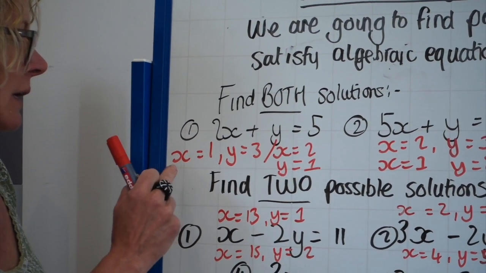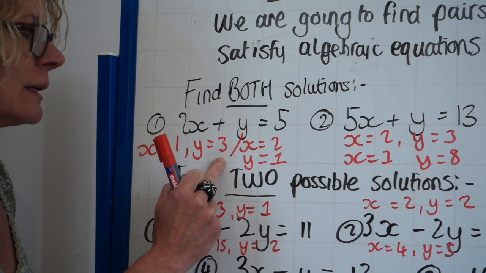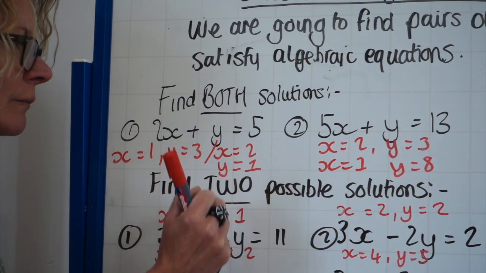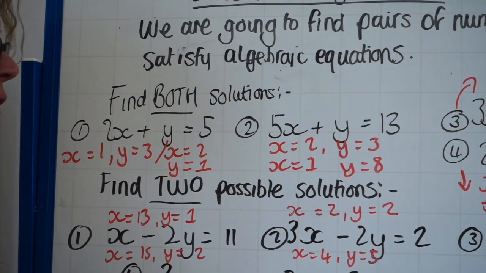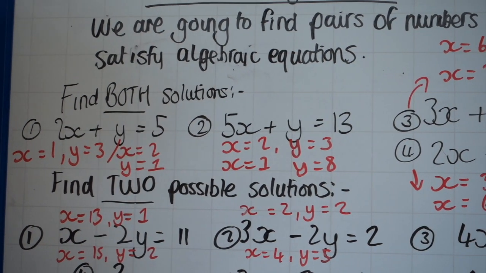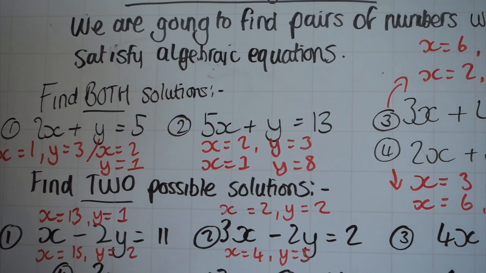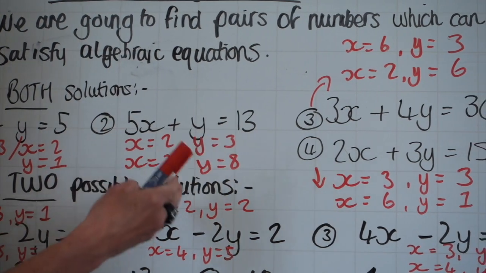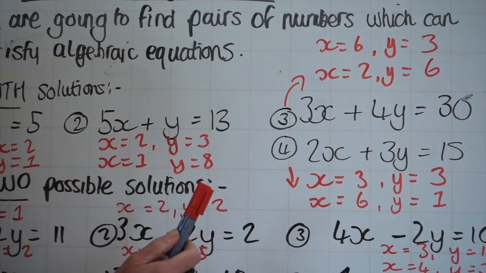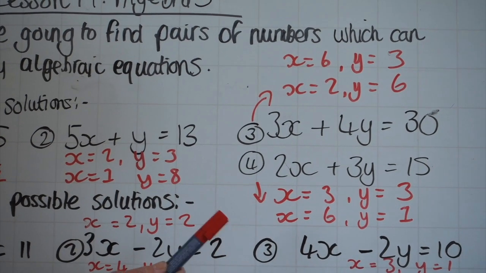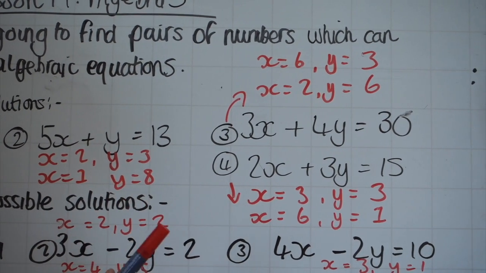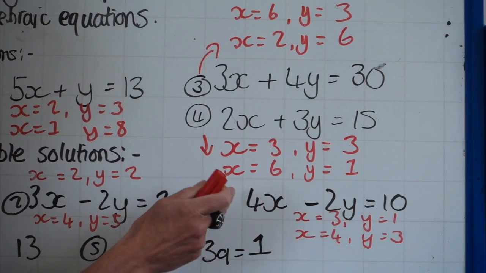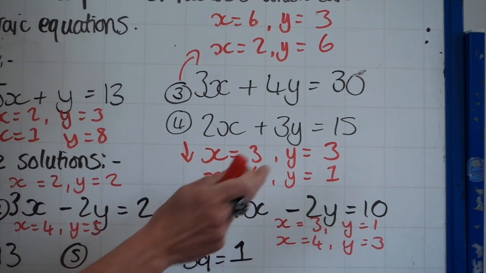So these are the answers for yesterday's algebra problems, okay? Number 1, x equals 1 and y equals 3, or x equals 2 and y equals 1. Number 2, x equals 2 and y equals 3, or x equals 1 and y equals 8. You should have both sets of answers. I'm just saying or because it is an or. 3, x equals 6 and y equals 3, or x equals 2 and y equals 6. And number 4, x equals 3 and y equals 3, or x equals 6 and y equals 1.